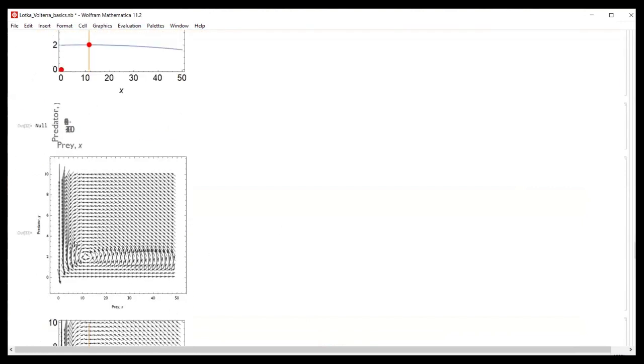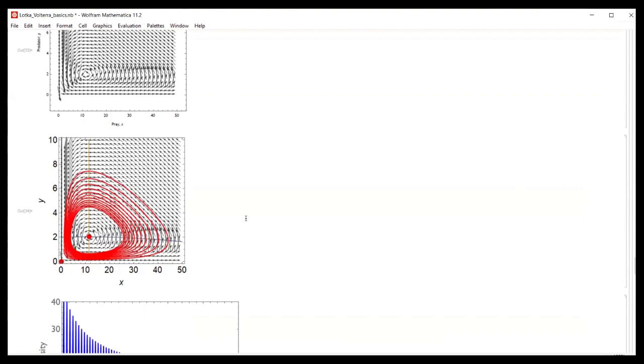Again, you can see that there is some kind of cyclic motion according to the vector field. And what's interesting, here you can get a limit cycle. Okay, so the motion is periodic and it converges to a limit cycle. So it's a stable attractor. It's not a neutrally stable something.